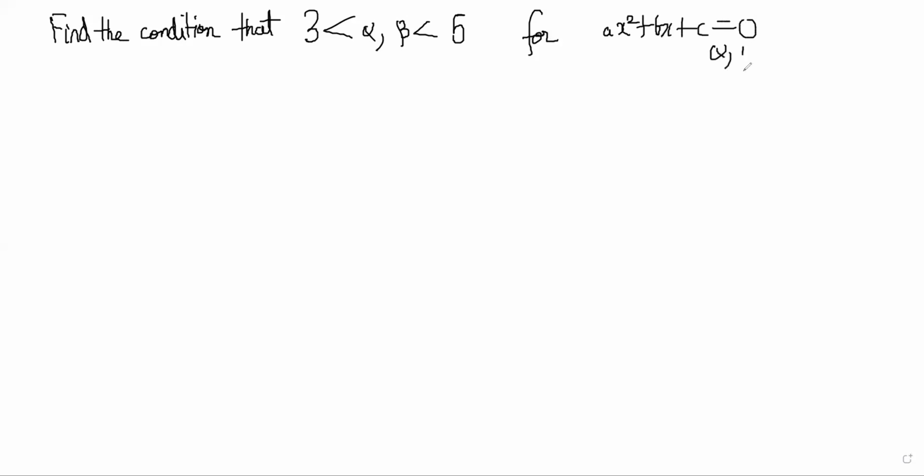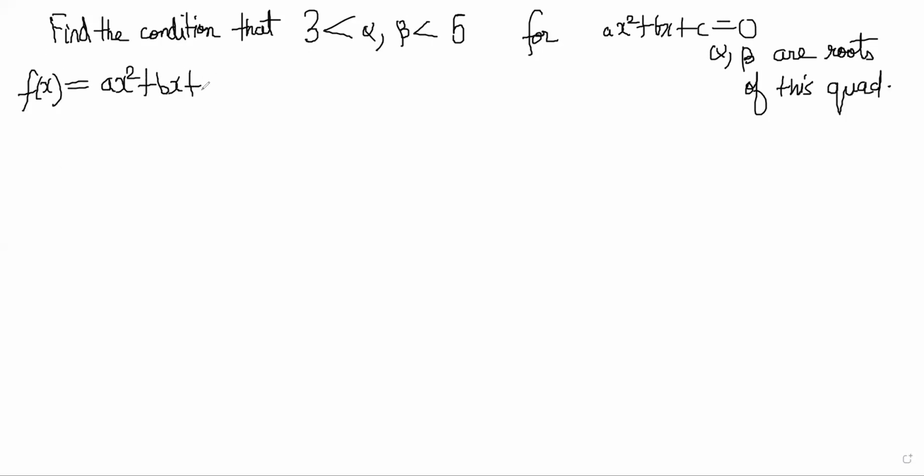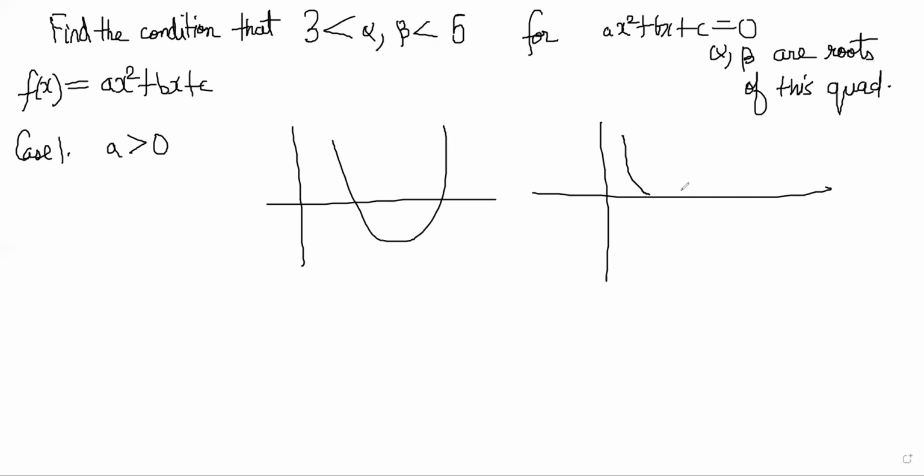that 3 is less than alpha beta is less than 5 for ax square plus bx plus c is equal to 0, where alpha beta are roots of this quadratic, right? So in this case, let's say your f of x is ax square plus bx plus c. So what you do is you take two cases. Case one is a greater than 0. Then the graph of the parabola can be like this, or like this, or like this, right?